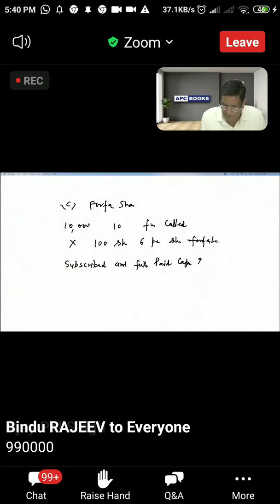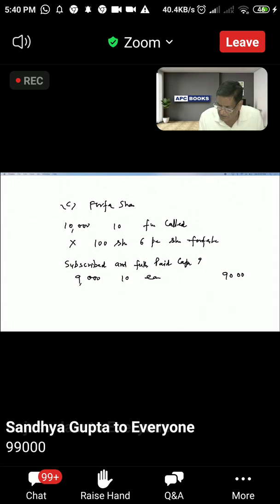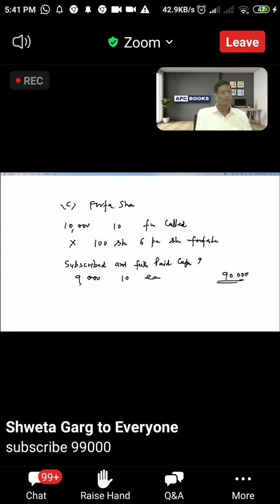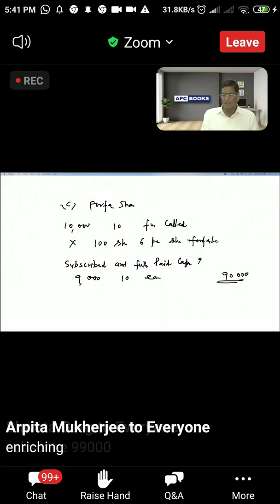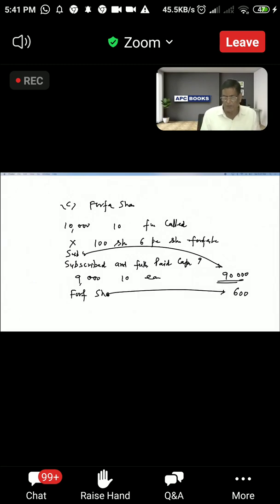Answer is 9,900 shares of 10 each. 99,000 is the subscribed capital. That's all. Subscribed and fully paid capital is 99,000. Forfeited shares will not be added to this. Forfeited share amount is rupees 600. They will be shown separately.